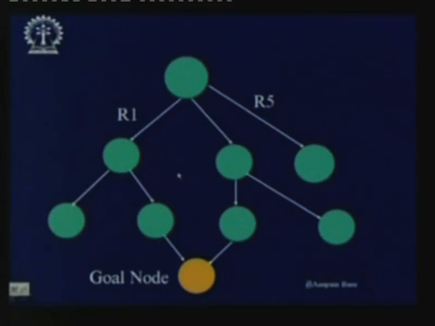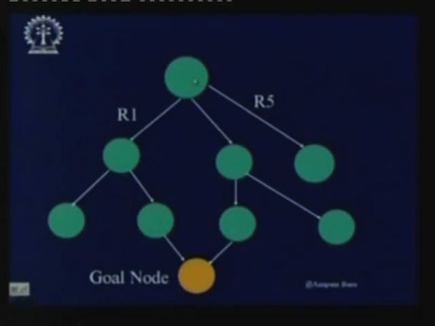Suppose after firing R1, I come to a new state and I fire a new rule, and I come to a state from where I do not find any other rule to fire. Then what can I do? Suppose R1, R2 and R5, all these three were enabled, but I selected in favor of R5 and have come to this point. When I come to this node, after match, I do not find any rule that is enabled. So I cannot proceed any further. I cannot reach my goal.